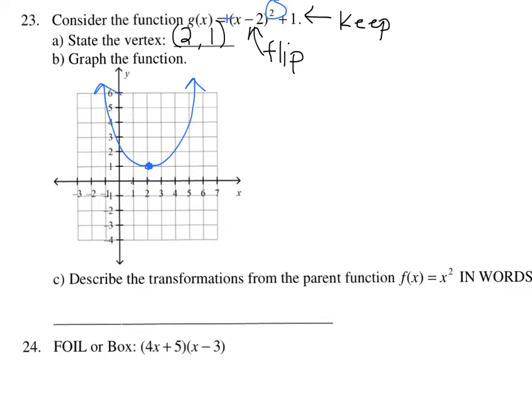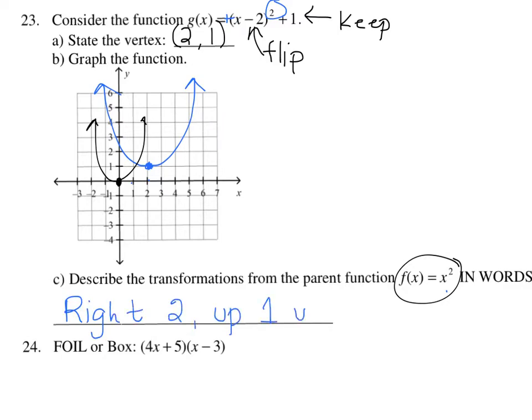positive. And the transformation from the parent function always starts with the vertex at the origin at 0, 0. So all we have to do is say where that blue dot moved in relation to the black dot. And it moved to the right 2 and up 1 unit.